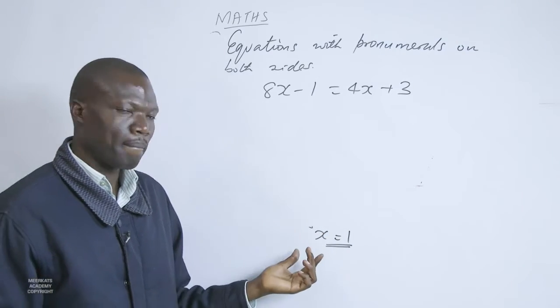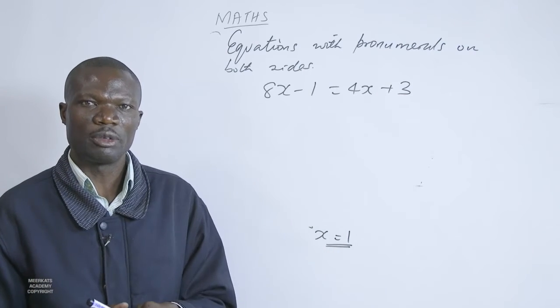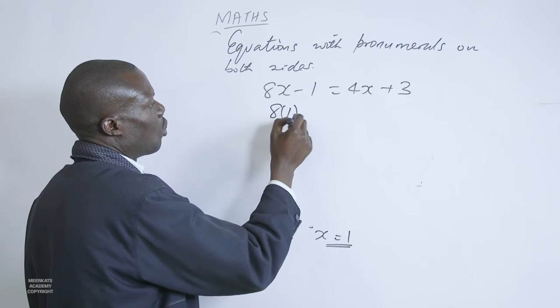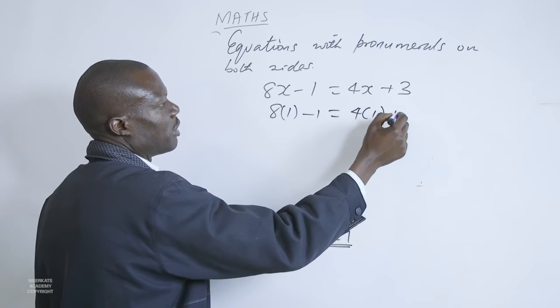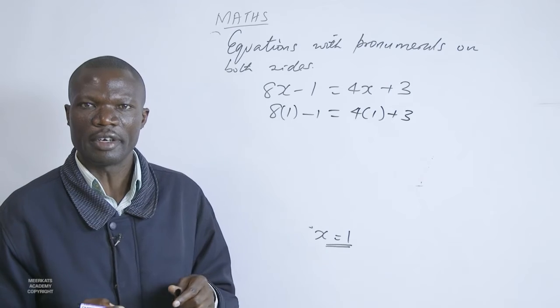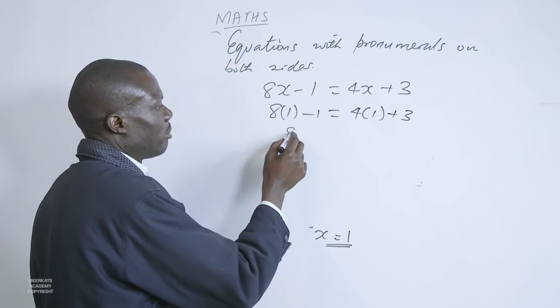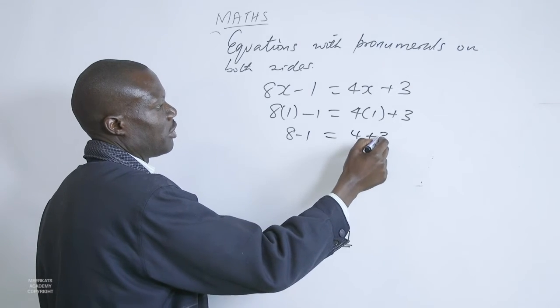We know that x is equal to 1. We want to substitute and see what we get up here. So this will be 8 into 1 minus 1 is equal to 4 into 1 plus 3. 8 times 1 is 8 minus 1. And this one, 4 times 1 is 4 plus 3.